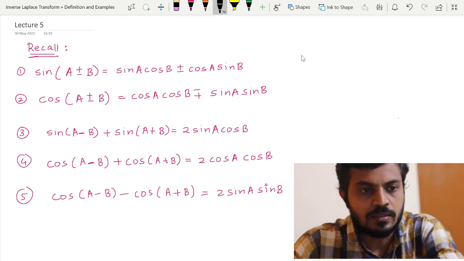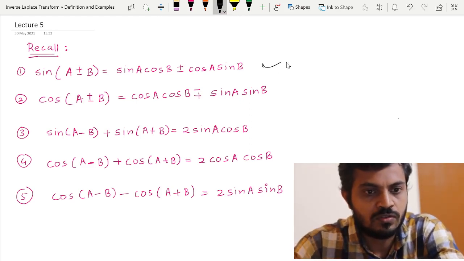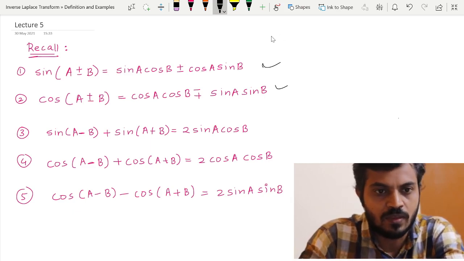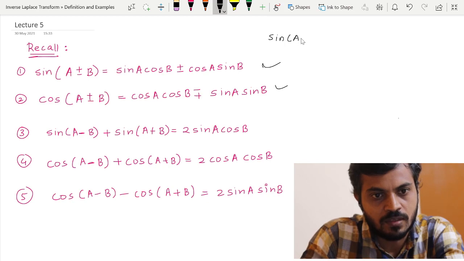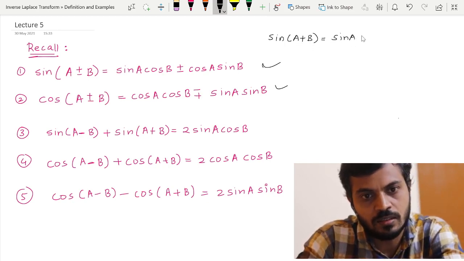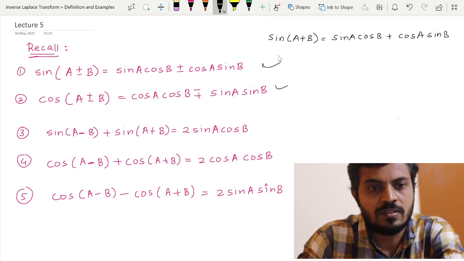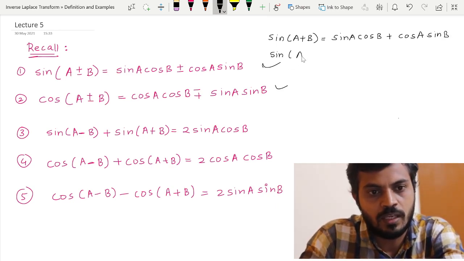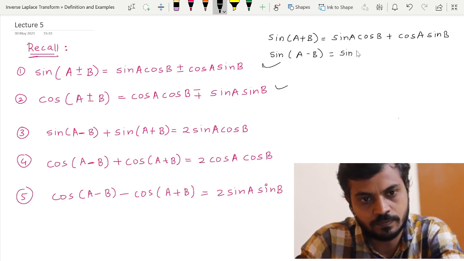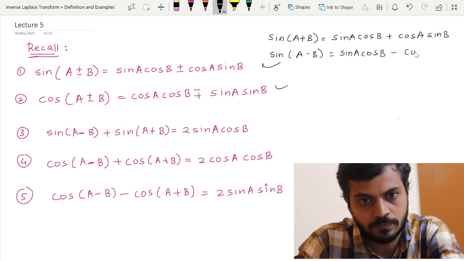So, you might have already come across these two formulas. One is sine of a plus b and one is sine of a minus b. So what is sine of a plus b? Sine of a plus b is equal to sine a cos b plus cos a sine b. And what is sine of a minus b? Sine of a minus b is equal to sine a cos b minus cos a sine b.